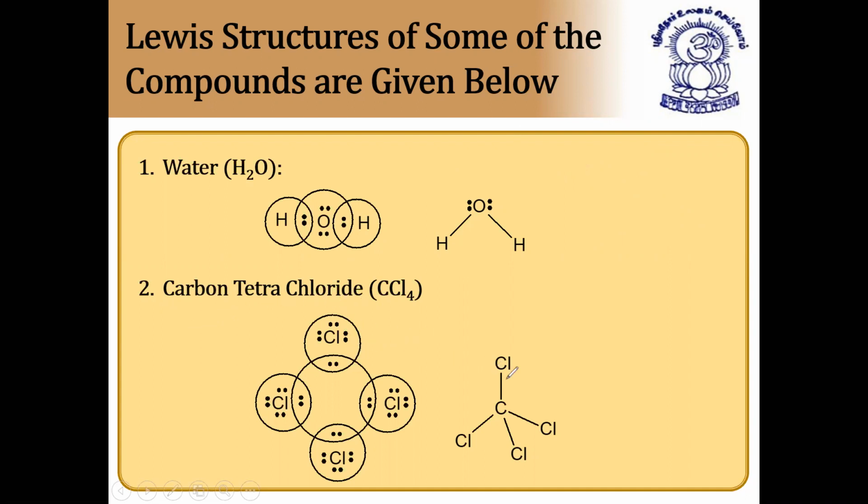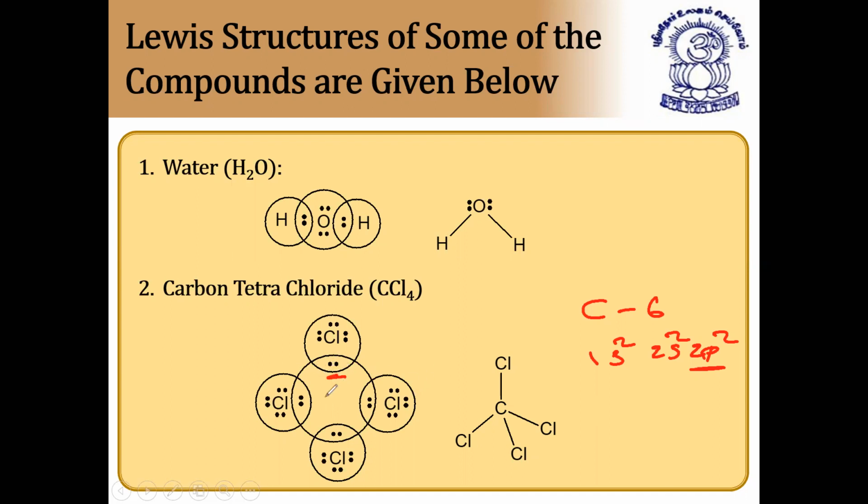Next, take into consideration carbon tetrachloride. In carbon tetrachloride, carbon has 4 electrons in the valence shell, and each chlorine requires 1 electron. This carbon requires 4 more electrons because carbon's atomic number is 6, so the configuration is 1s2, 2s2, 2p2. So it requires 4 more electrons for attaining stability, which it gets by sharing from 4 chlorine atoms.